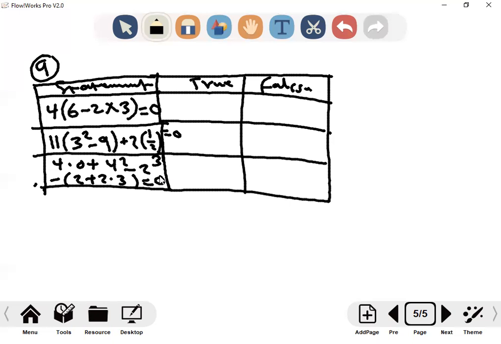The first one. Yes or no? True. The second one. Let's check. The first one, how yes? You do what's inside the bracket first. 2 by 3, 6. 6 minus 6, 0. 4 multiply 0, 0. Understand? Okay.